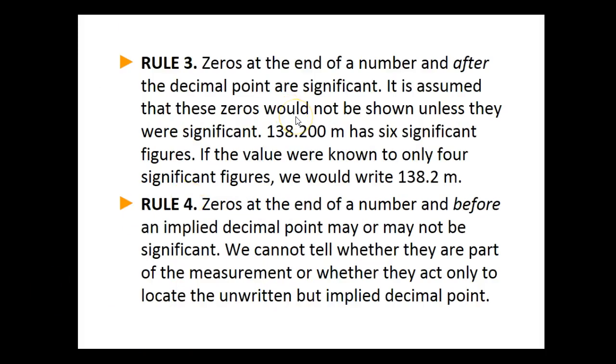Rule number 3, the zeros at the end of a number after the decimal point are significant. So these are at the end of the number. So this one would have 1, 2, 3, 4, 5, 6 significant figures.